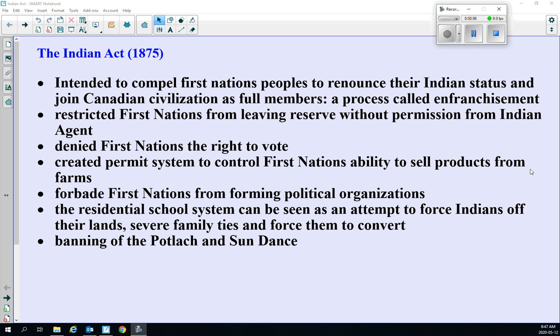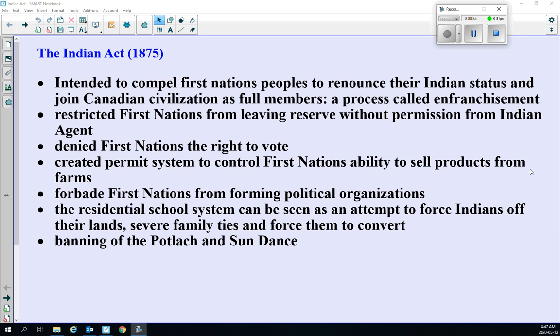I'm going to take a quick look at the Indian Act of 1875. This is, of course, a Canadian illiberal policy. You may have learned this back in 10-1, although odds are you learned more about residential schools, and that is certainly part of the Indian Act. The Indian Act did establish the residential school system for First Nations peoples, but there was more to the Indian Act than just that that made it illiberal.